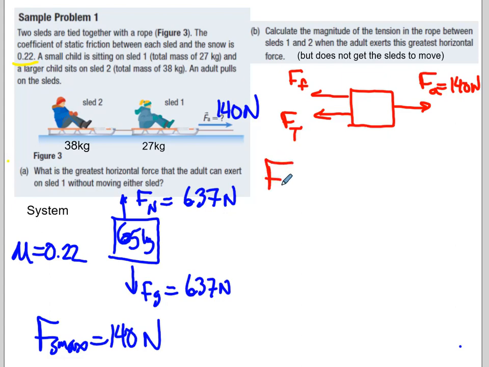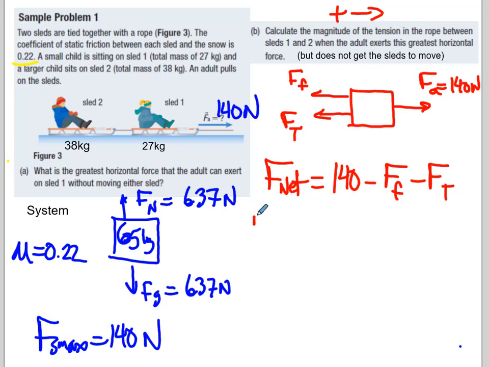So let's go F net. We know this is 140 newtons. I'm going to say positive is to the right. My force of friction, I want you to watch how I'm going to write this. Force of friction, and then minus my tension force. So F net, that's mass times acceleration. The mass of the first sled is 27.